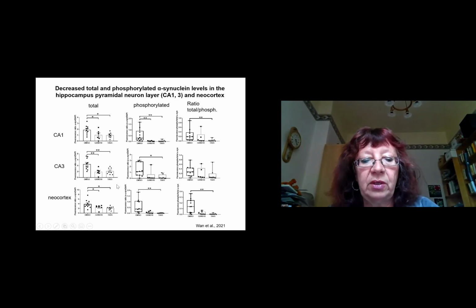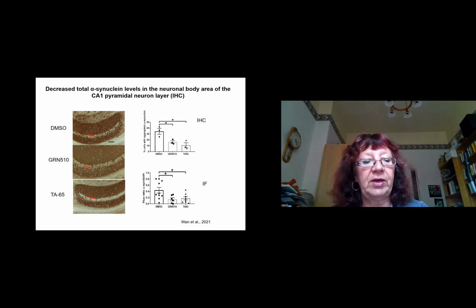Also, when we take the phosphorylated ratio related to the total. Because some of our pathologist colleagues said maybe it's an artifact of fluorescence, we did the classical staining with a visible substrate, which is here in brown. Again, we now analyze the layer of pyramidal neurons in the CA1. You have a lot of brown dots. It gets less with the GRN 510, and you have hardly any with TA65. And this is quantified here.